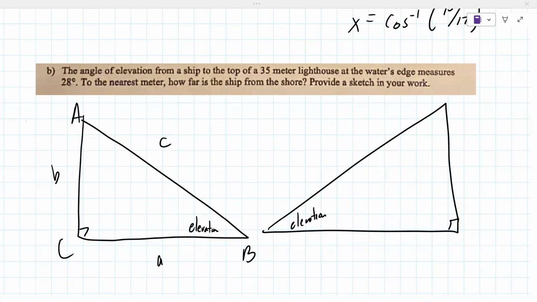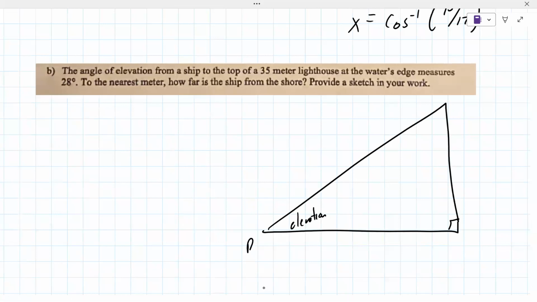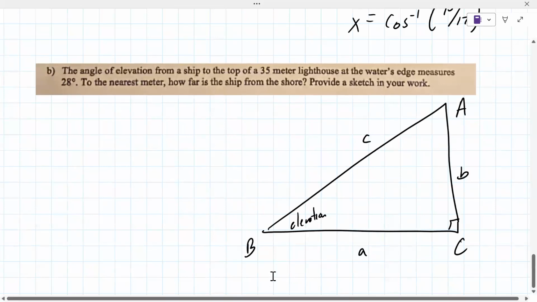Okay, so I've labeled the triangle. Which one did you do, the one on the left or the one on the right? I did the one on the right. Okay, all right. Let me label the one on the right here. Tell me what you have. What do you know in this drawing?